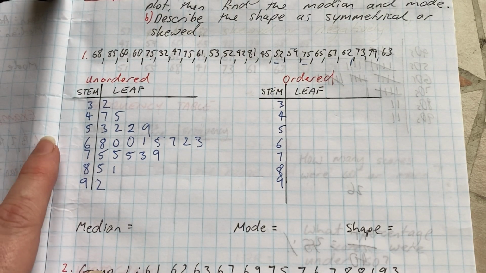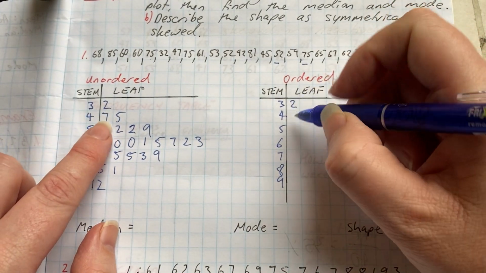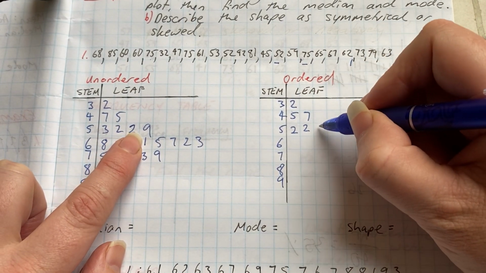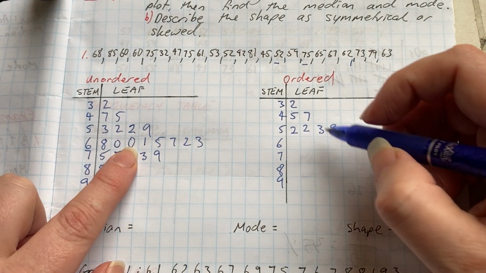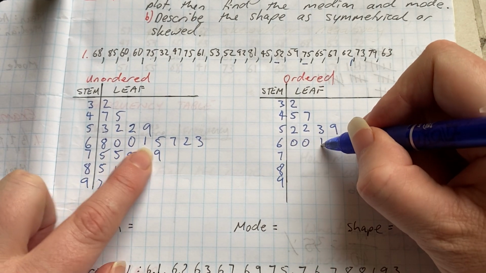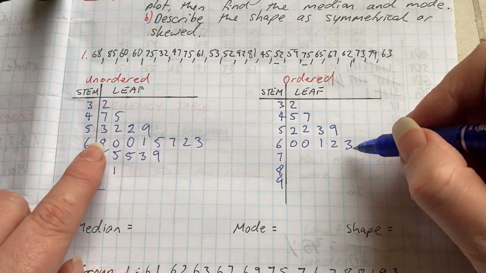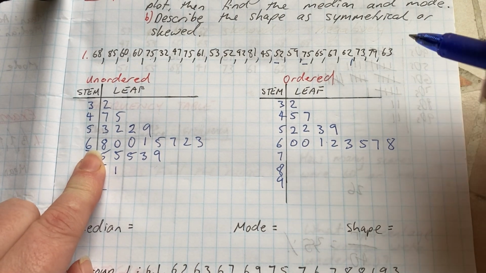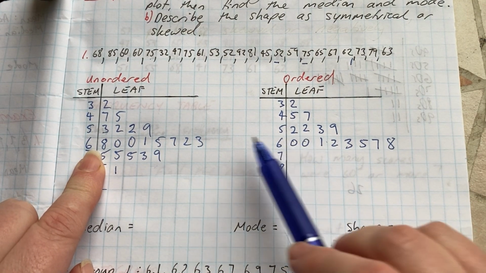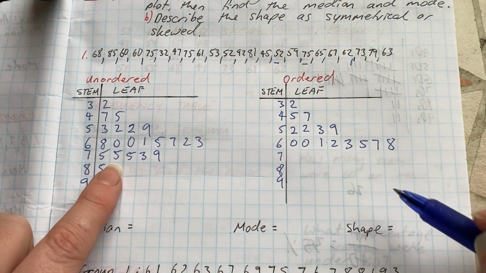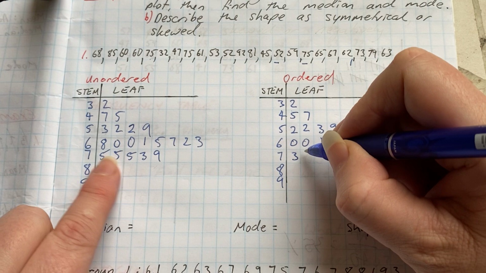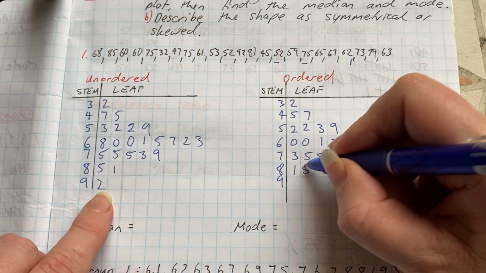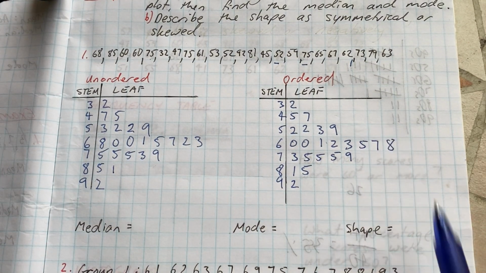And then I just rearrange those in order. So 32, 45 and 47, 52, 52, 53, 59, 60, 60, 61, 62, 63, 65, 67, 68. Just check I got them all. 1, 2, 3, 4, 5, 6, 7, 8. Yes. 73, 3 lots of 75, 79, 81, 85, and 92. So that's my ordered stem and leaf plot.